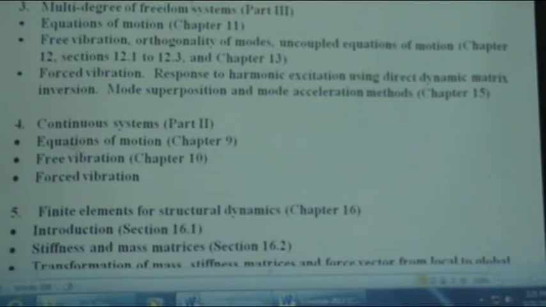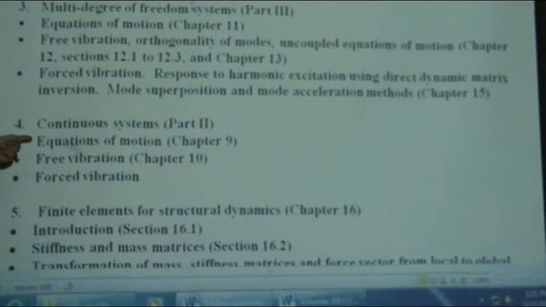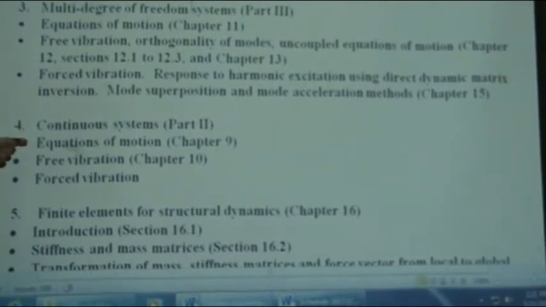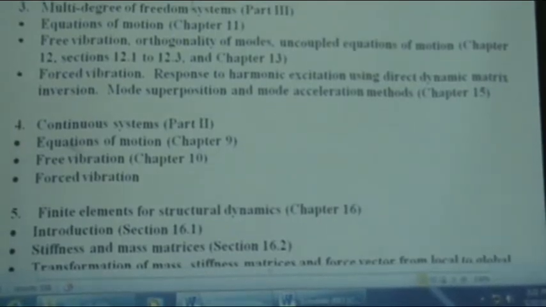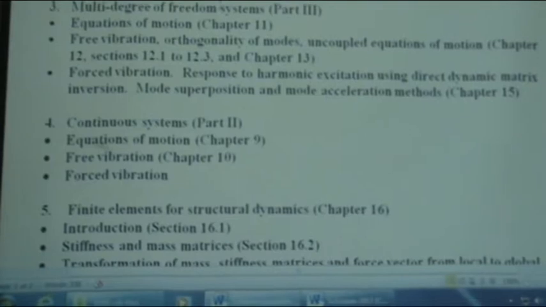In reality, everything has infinite degrees of freedom, but we can get decent approximations using either one or multiple degrees of freedom. But here we'll really consider systems with infinite degrees of freedom. These are the continuous systems, and again, we'll study first the equations of motion. We'll see how we derive the equations of motion of a continuous system, such as a beam or a plate, then free vibration, and then forced vibration.